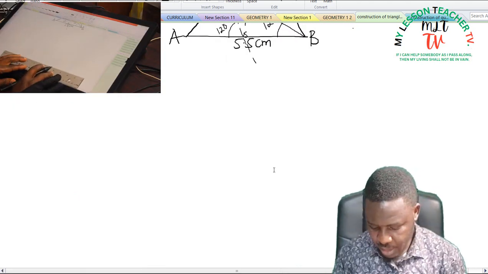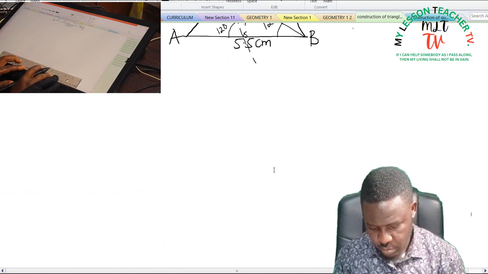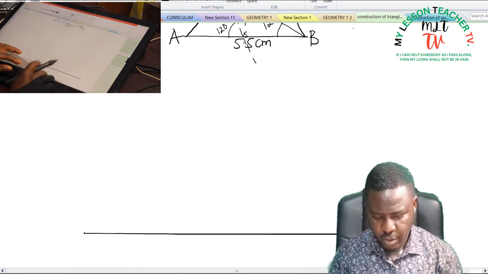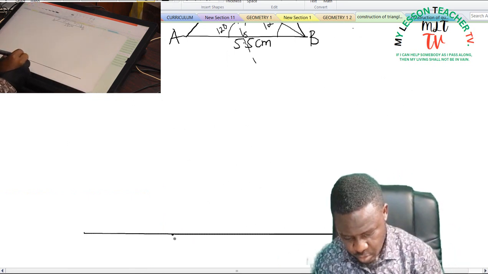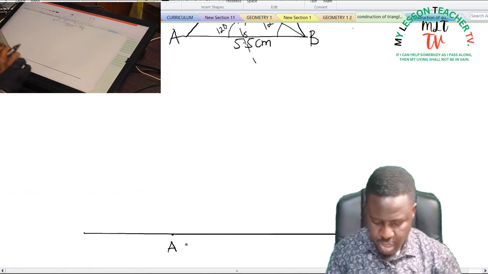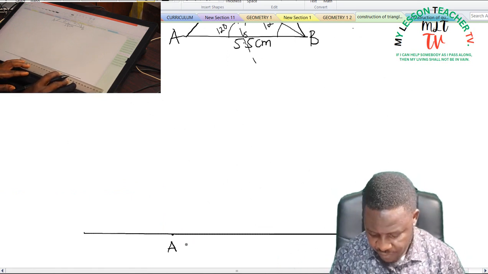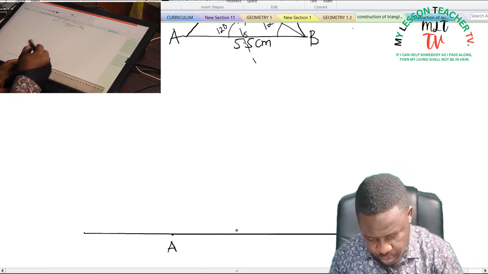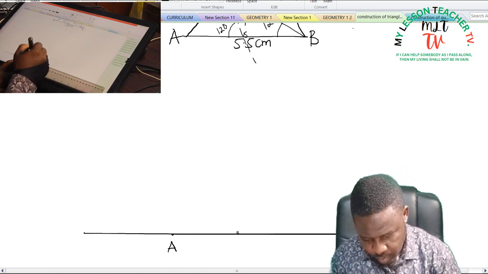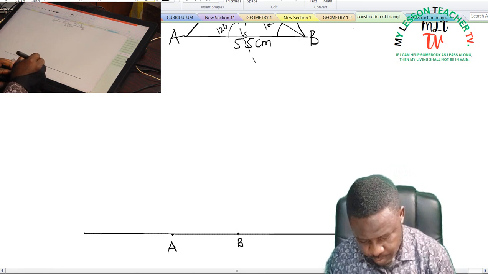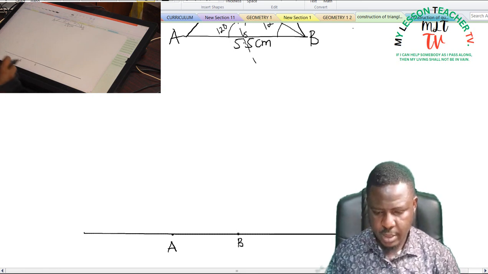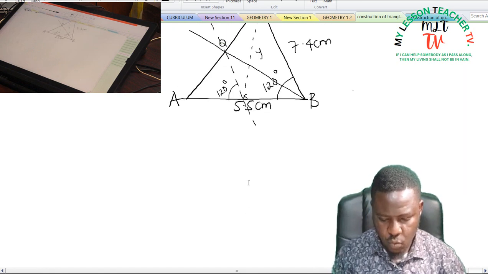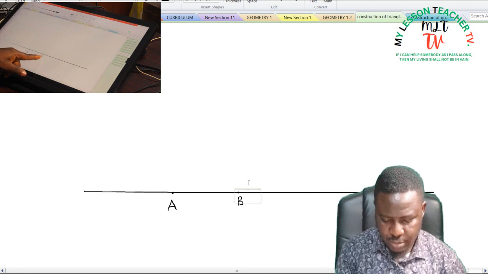So we have our line segment. We have to pick a point, call it point A, and we are told that AB is 5.5 centimeters. So since I'm using my centimeter rule just to pick the point, this is point B. Okay, so what we need to do next is to construct angle 120 degrees at point B.